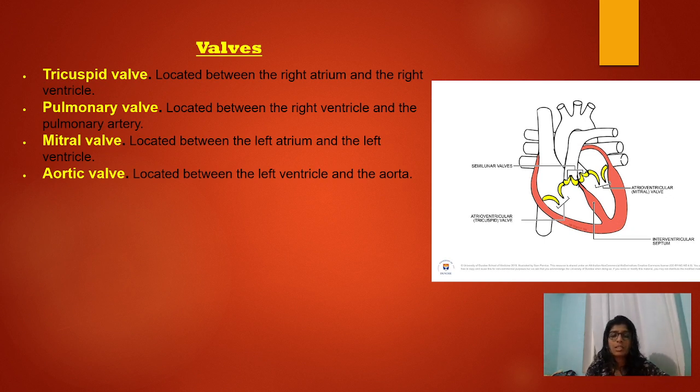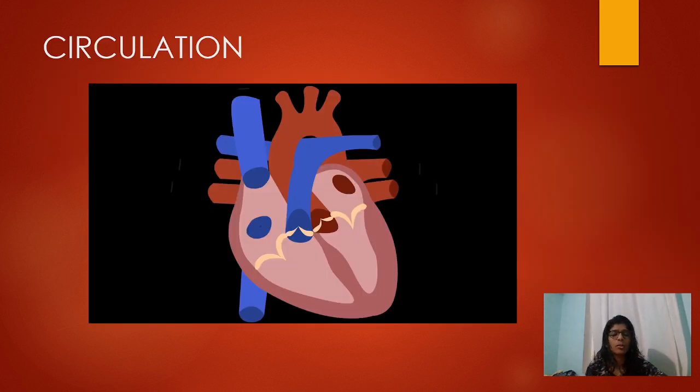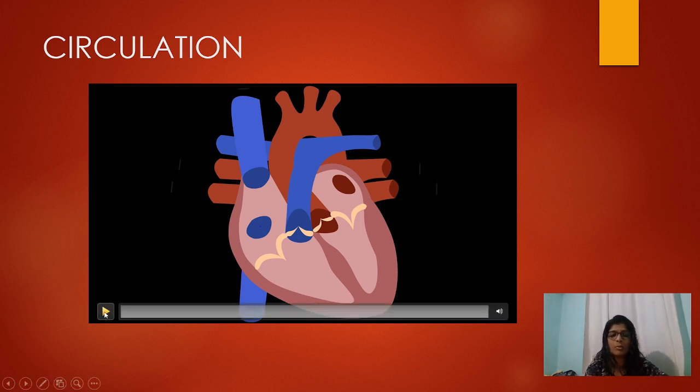So these are the basic features of the human heart. That is the shape, size, and the different chambers, and then a few blood vessels and the valves. So we'll sum up all these things, whatever we have learned, in a video. You can watch this video.